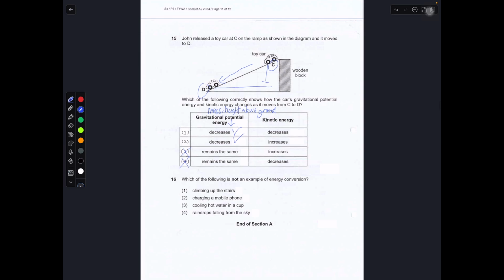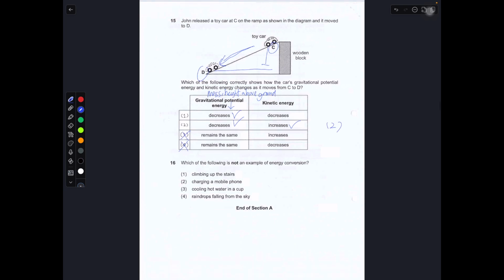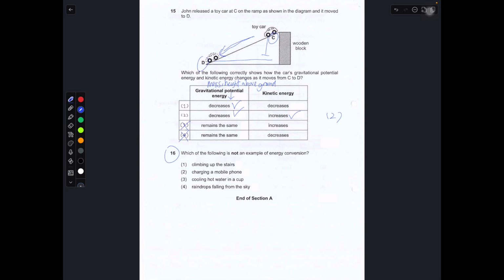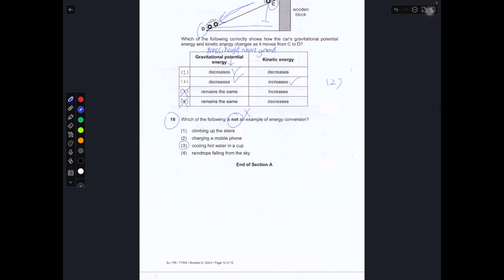Between 1 and 2, whether kinetic energy increases or decreases, since it's moving downwards, it is actually increasing. When it moves nearer to point D, the toy car will start to speed up in that process. So the answer must be number 2. Okay, question number 16. Which of the following is not? This is a negative thinking question. The answer here is actually number 3, cooling hot water in the cup.